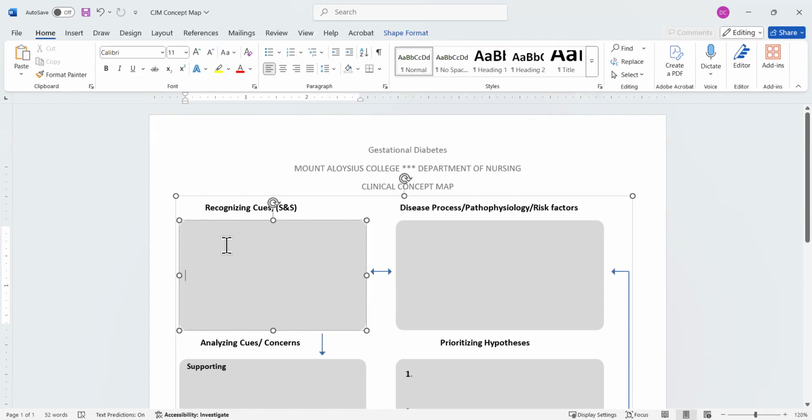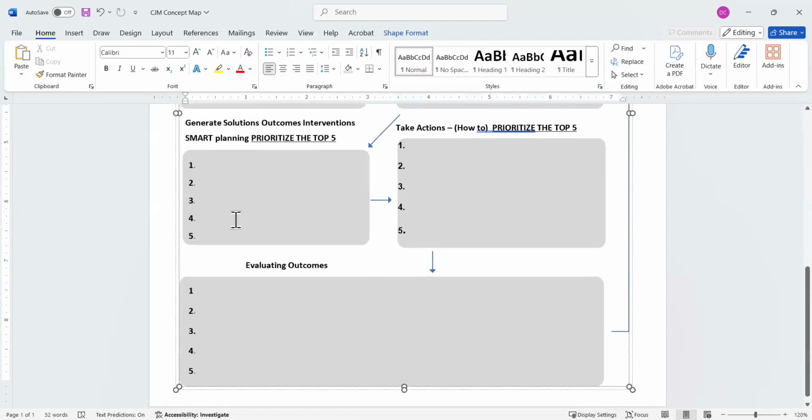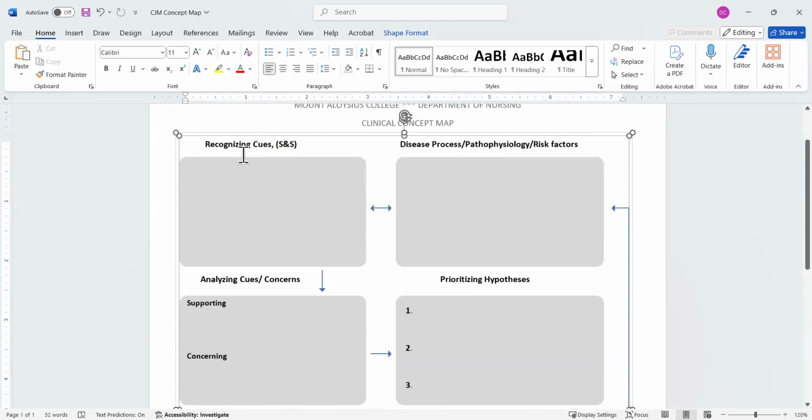Well, in this first box here, I don't know whether you can see my cursor or not, but this recognizing cues box, you will want to put your nursing assessment. Everything in your nursing assessment goes in recognizing cues. You want to put signs and symptoms. You'll want to put your head to toe assessment, the patient's history. Everything goes in that box.